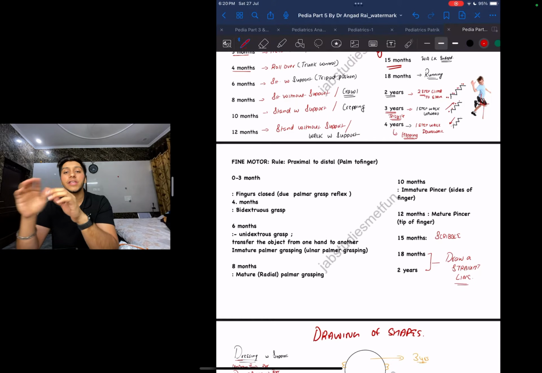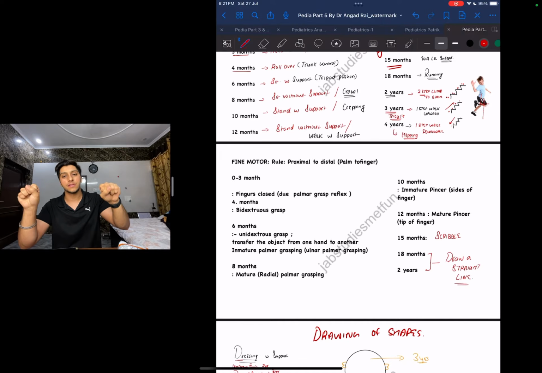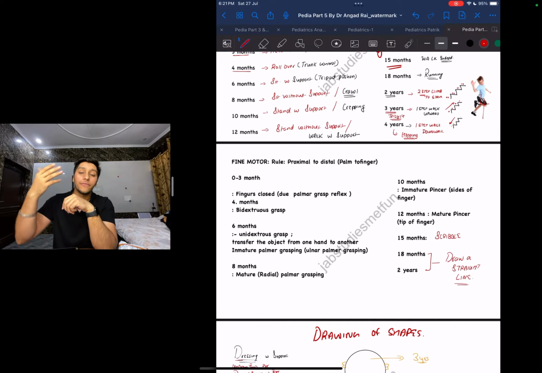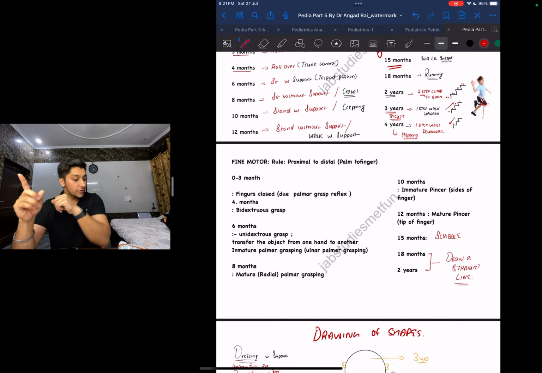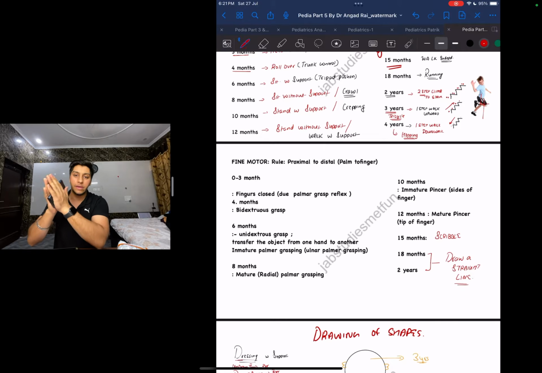First 3 months there will be no fine motor milestones. Why? Because of the palmar grasp reflex, the hands are always going to be something like this. Only after the 4th month you will find some findings. The first by 4th month you will see is bidextrous grip. What is bidextrous grip is the baby will be able to hold any object with both of their hands. That is your bidextrous grasp.